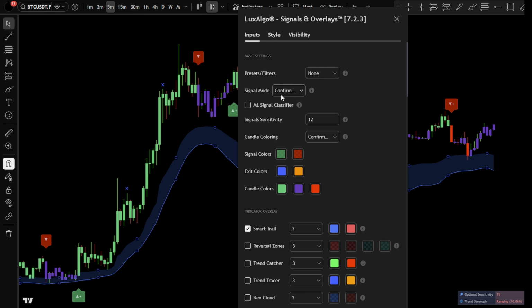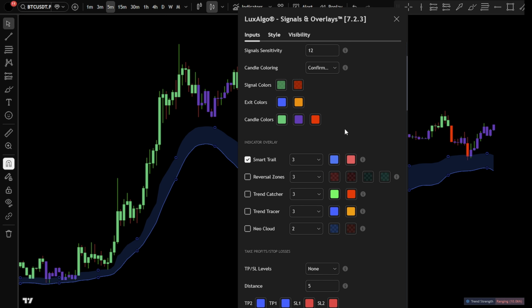For presets and filters, we are going to use none. We are not focusing on preset strategies here, because we want a clean and controlled setup. Signal mode is also set to none, since we are not relying on classic confirmation signals for this strategy. Sensitivity does not matter for this setup, so you can leave it as it is.